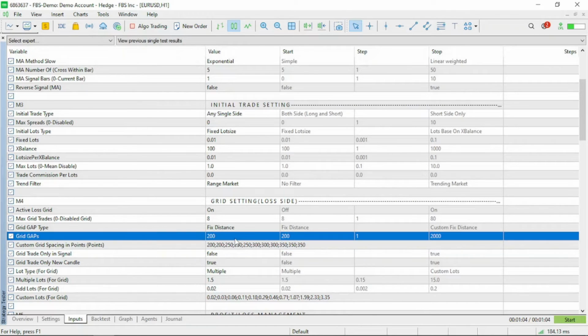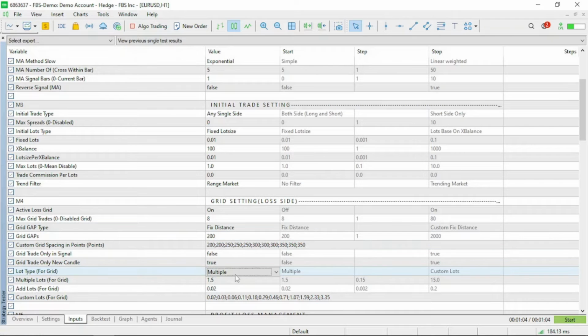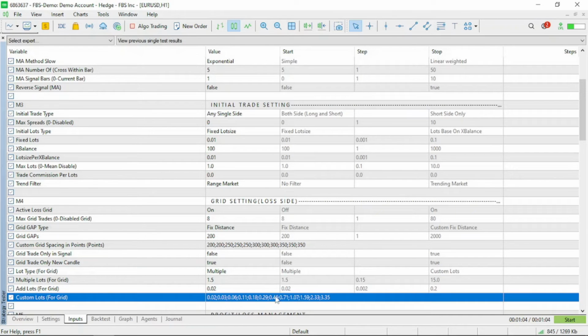It also has 5 different lot type options for the grid. When it comes to the grid settings on the loss side, the Pro version also offers it in profit. However, for this video, we will focus on the free version. There are 5 different lot types for the grid available: multiple, add lots, fixed lots, lots by signal, and the custom lots, which you can adjust at the bottom for your own special requirements.